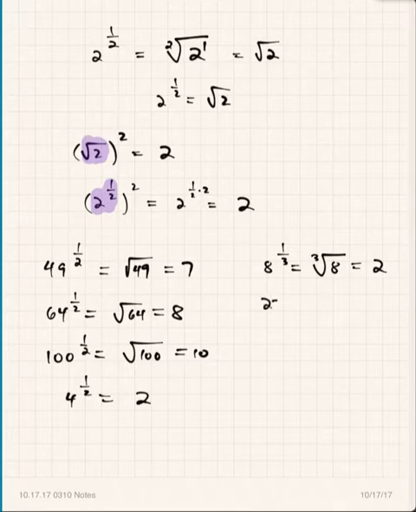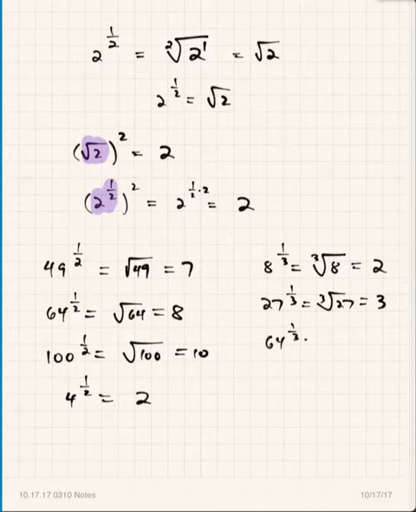27 to the 1/3 power would be the cube root of 27. That would be 3. 64 to the 1/3 power then would be equal to 4, because that'd be the cube root of 64.